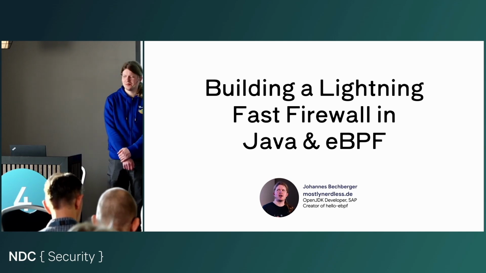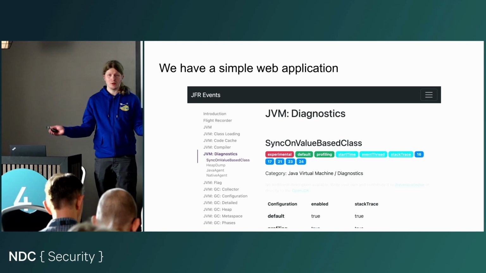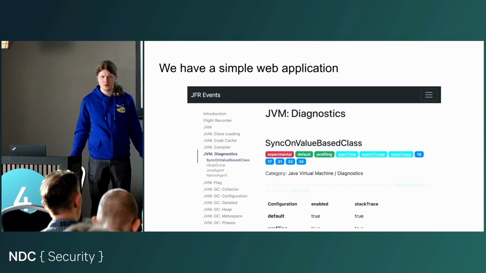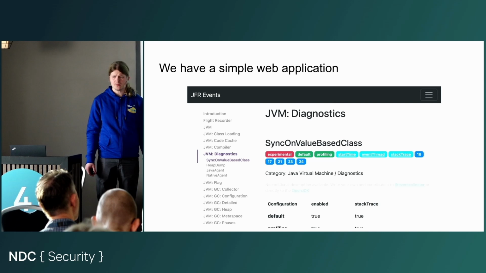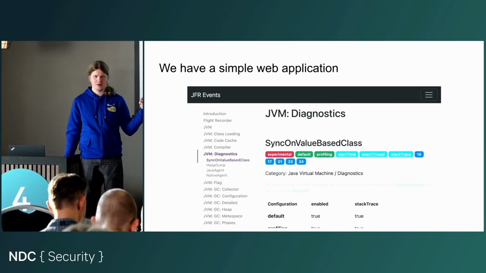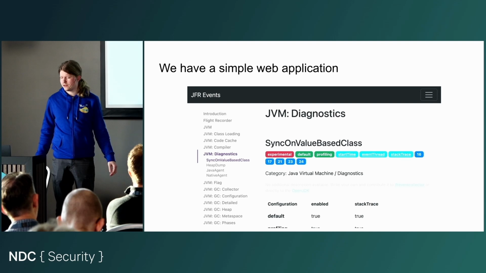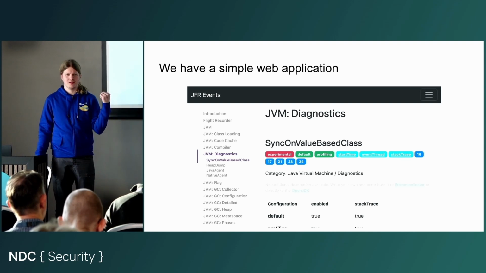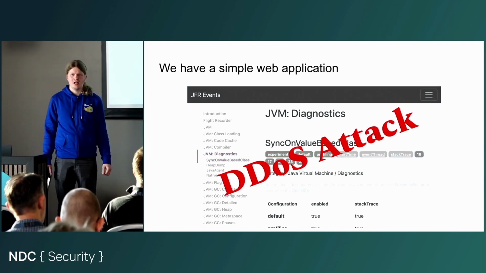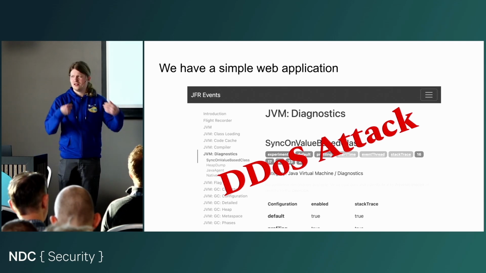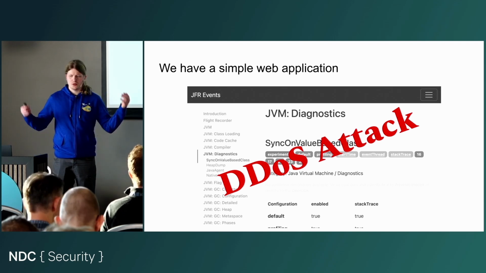And I'll show you in a minute why. But consider we have a simple web application. Maybe some of you also run simple or slightly more complex web applications. For example, for me, it's my JFI events website, so I'm doing Java profiling stuff at work, and so I create a small website. And consider now I have a DDoS attack, and that means someone calls it a gazillion times, and what do I do?